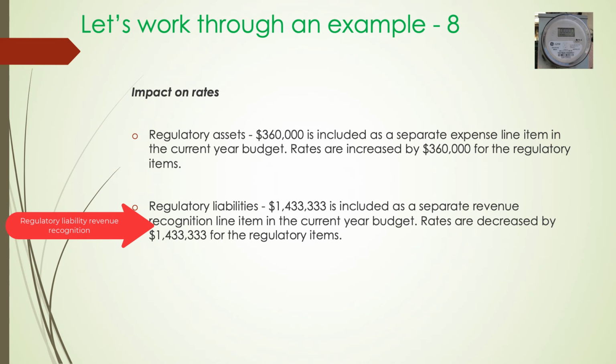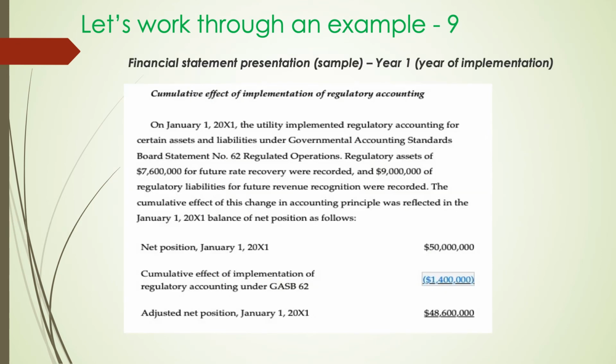In other words, those regulatory items, the contributions in aid to construction, the grants, the rate stabilization are now recognized over a level period based on our exit strategy. And based on that exit strategy, rates are now decreased annually by $1,433,333 for those regulatory items.